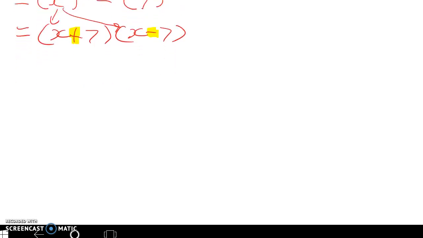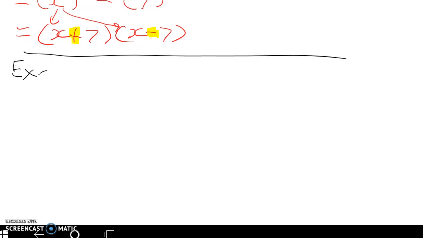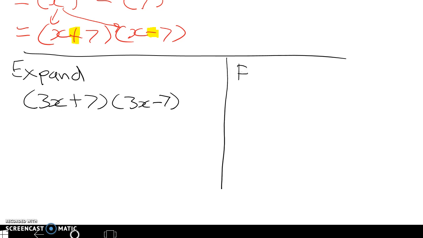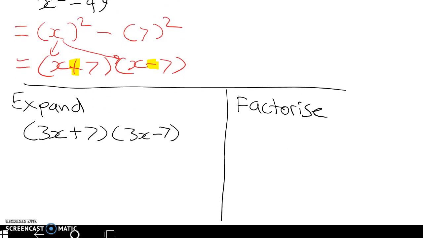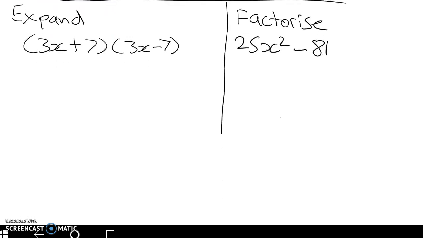Now we'll do some examples. I want you to expand 3x plus 7 and 3x minus 7. And I want you to factorize 25x squared minus 81. So pause the video and give that a go.